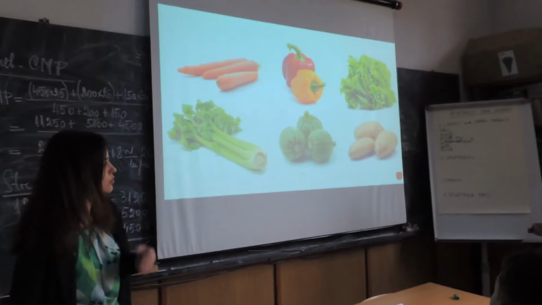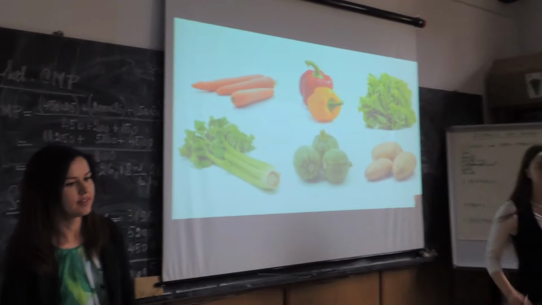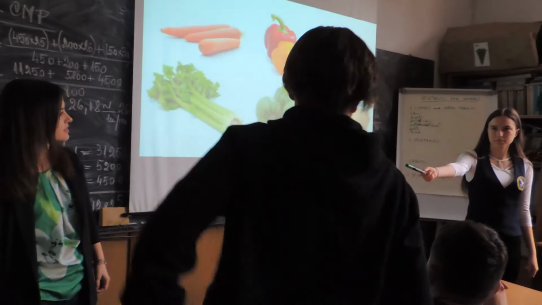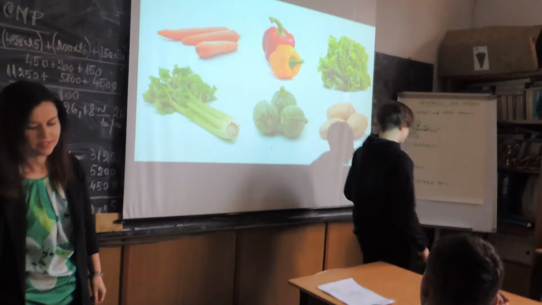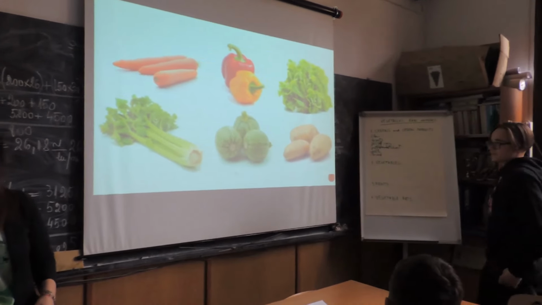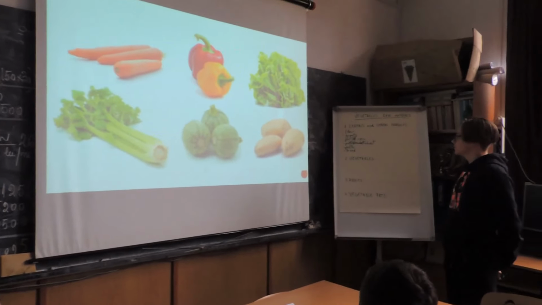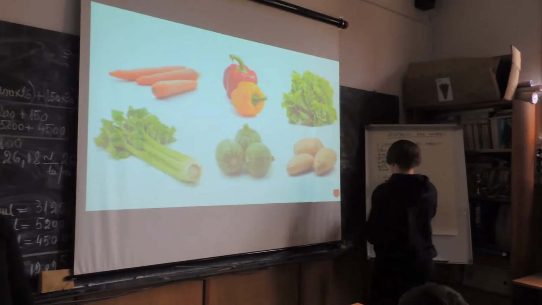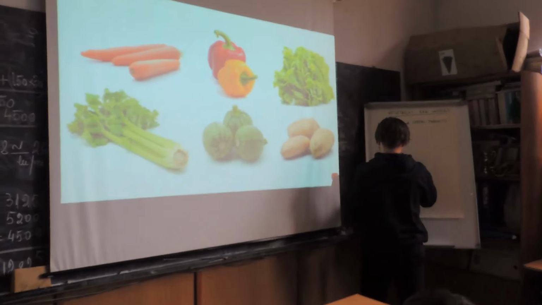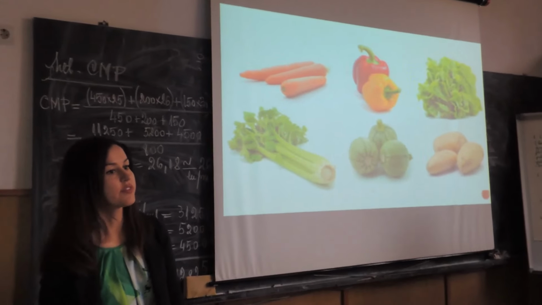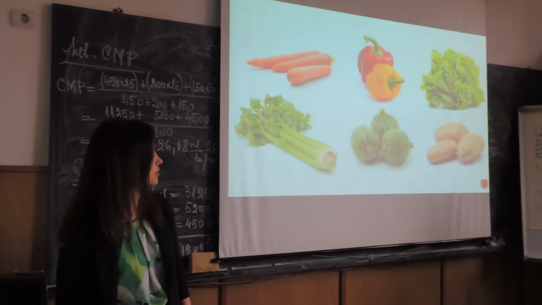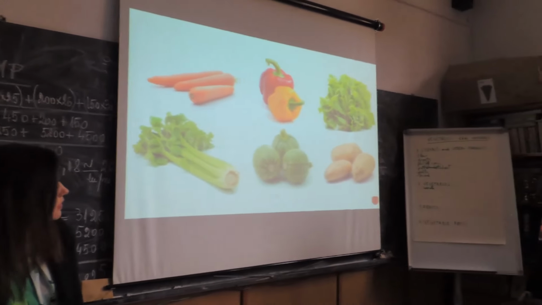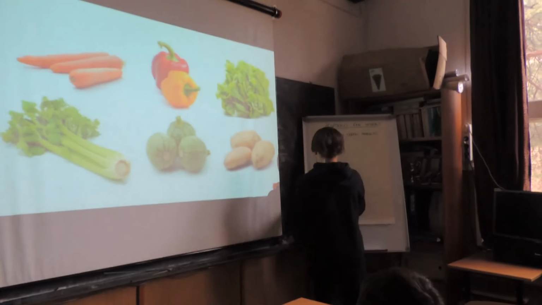Good. Next, we'll move on to vegetables. Who wants to write? Dennis? Okay. So, what can you see? Carrots. Carrots, please. What kind of vegetables are carrots? Root vegetables, okay? Like they grow in the ground. The next one? Peppers. Peppers, okay.